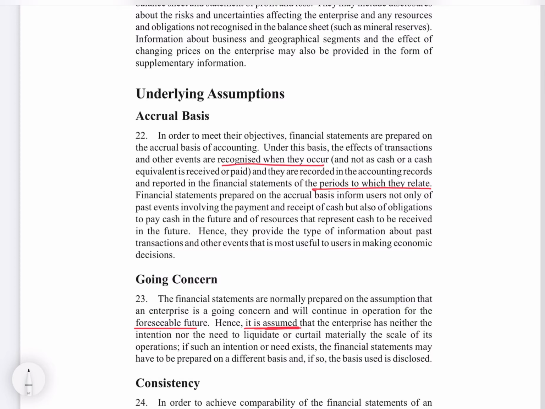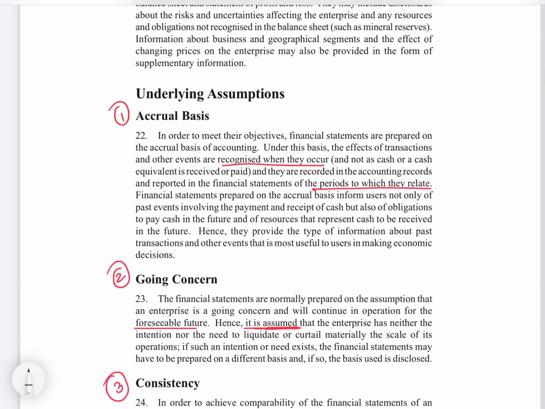So what do you mean by underlying assumptions? These are the assumptions which are expected to be fulfilled by the company, and no disclosure is made of them in the books, but it is assumed that they are being satisfied by that company or the enterprise. So what are they? There are three: accrual basis, going concern and consistency.